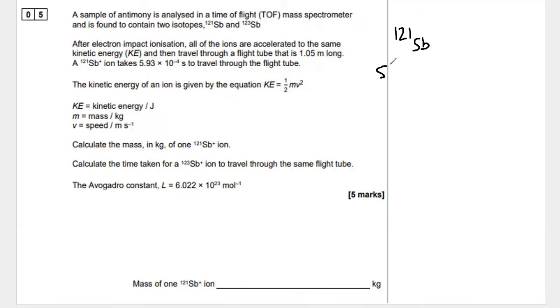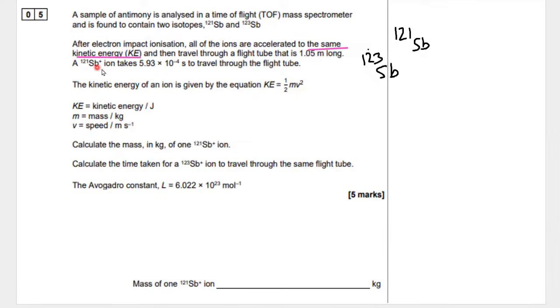Oh, I wrote that the wrong way around. Never mind. 123. So there are two isotopes we've been informed about. After electron impact ionization, all of the ions are accelerated to the same kinetic energy and then travel. That sounds like it's going to be important, the same kinetic energy. As you know, during all time-of-flight spectrometry, they end up with the same kinetic energy and then travel through a flight tube that is 1.05 meters long.